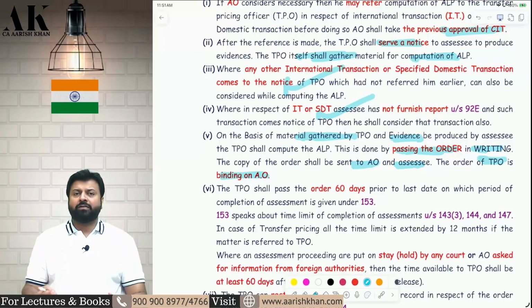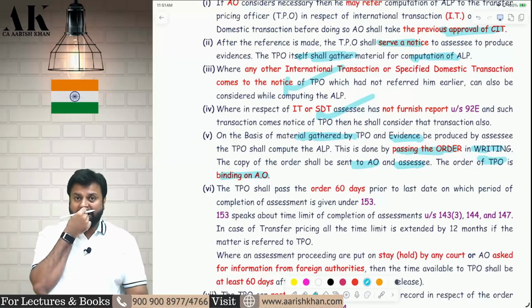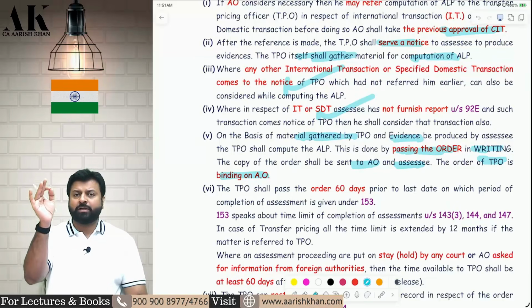So 12 months from the end of the relevant AY, from AY 26-27, will be 31st March 28. Now, because you have referred the matter to TPO, you will get an extra 12 months. Because if the matter is referred to TPO, the assessing officer gets an extra 12 months. Therefore, 31st March 28 will become 31st March 29. So 31st March 29 will become the last day to complete the assessment.